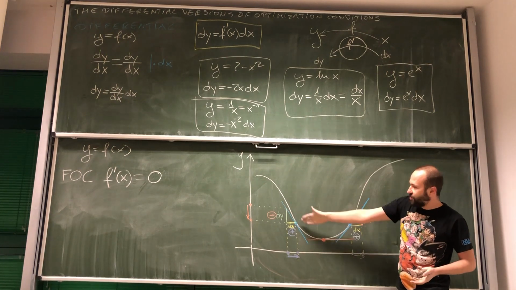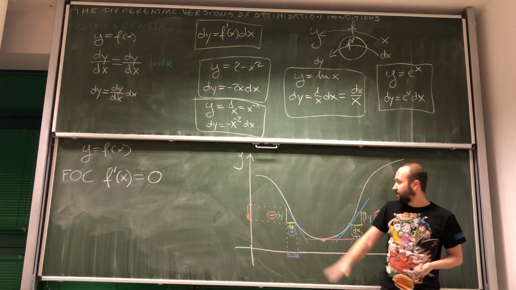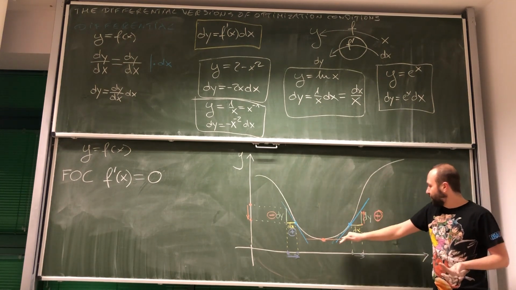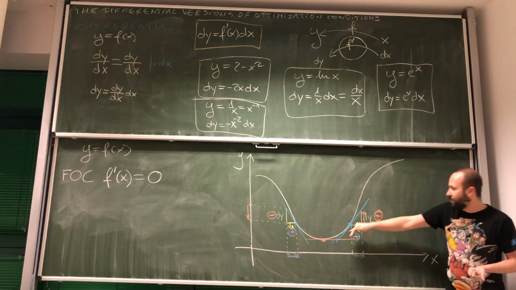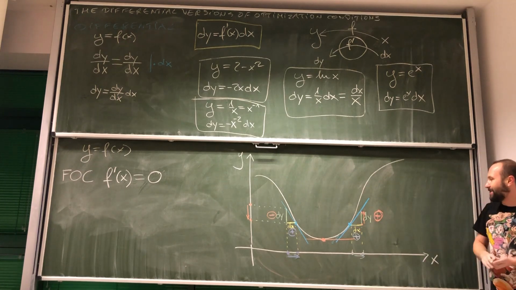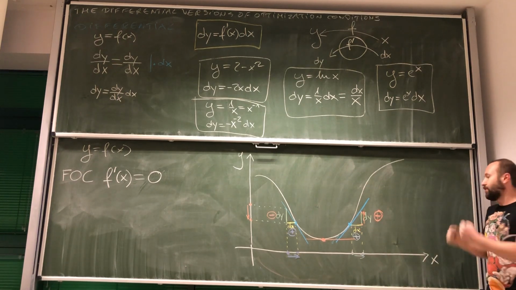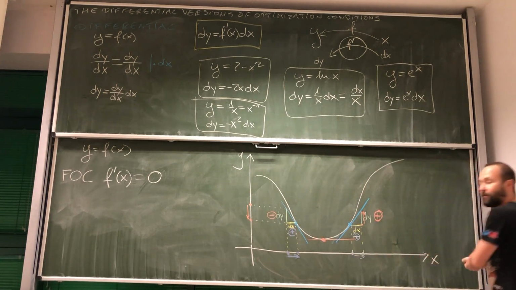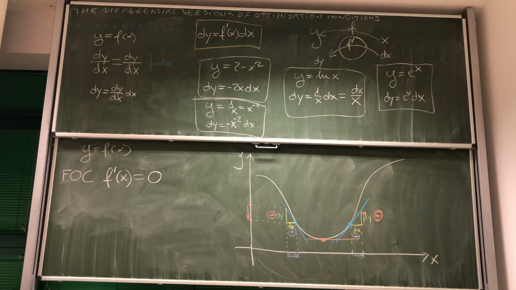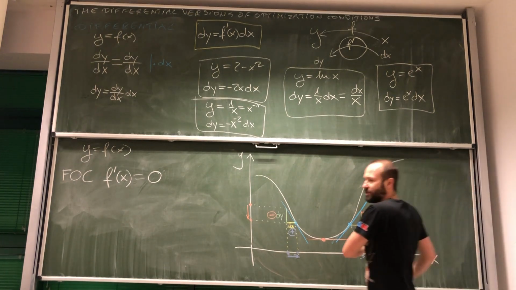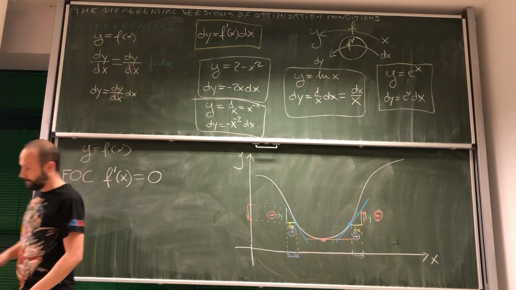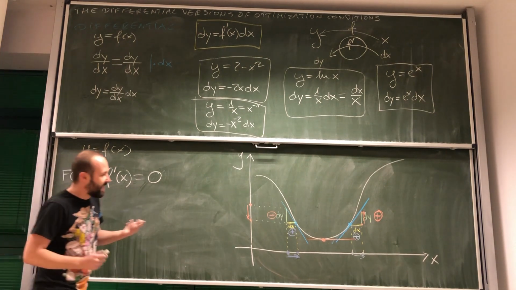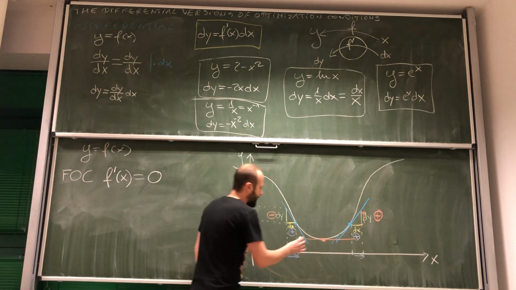Here, the slope of the function is negative, so dy is everywhere here going to be negative. Over here, dy is positive. The slope of the function is positive, so dy is going to be positive, of course, as long as dx is positive. So we are moving from left to right, from lower values to higher values. And this is actually the direction in which we are going. Okay, so what is happening at this point?